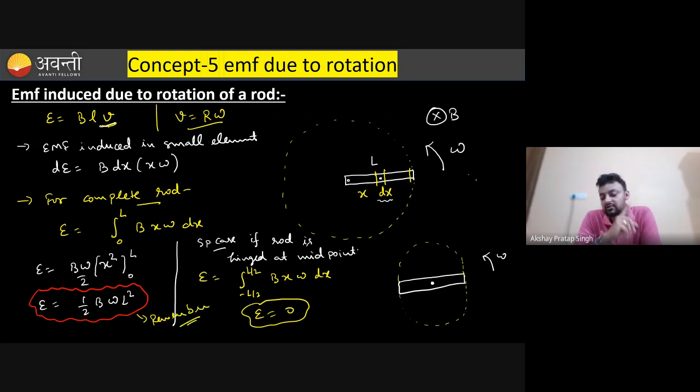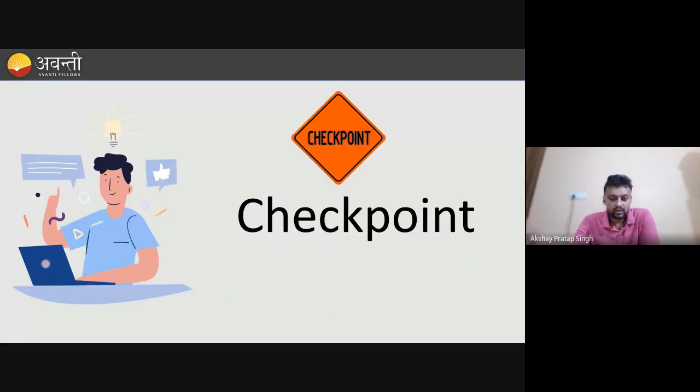Direct questions are asked from this. Direct questions without any change. Last year in 2023, the question was asked in any one of the shifts or more than one of the shifts. So there is a checkpoint.